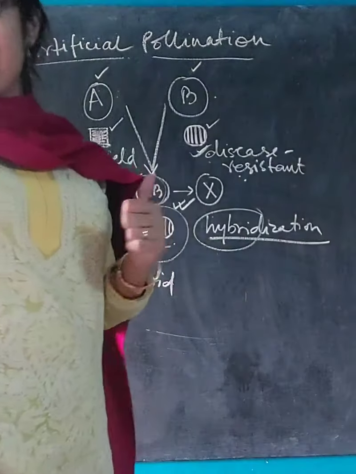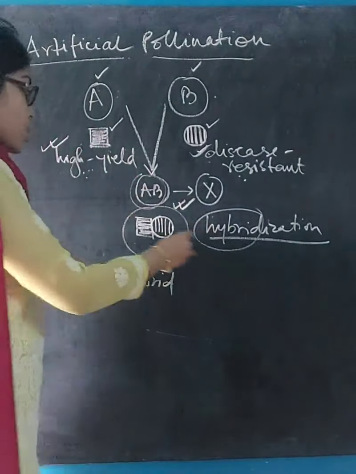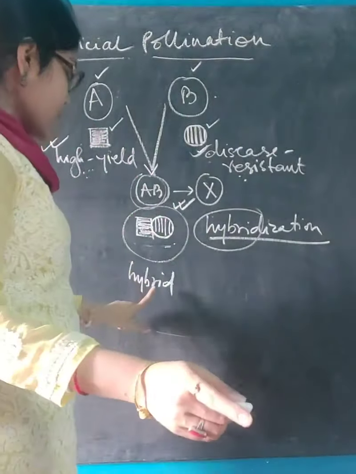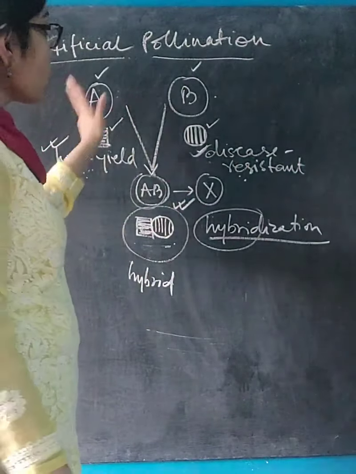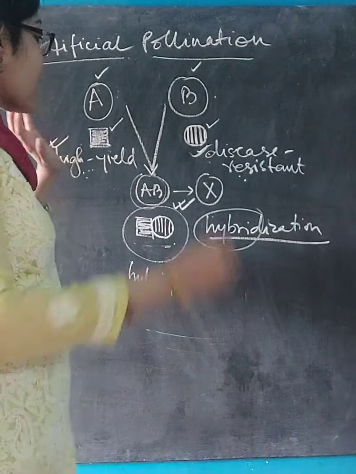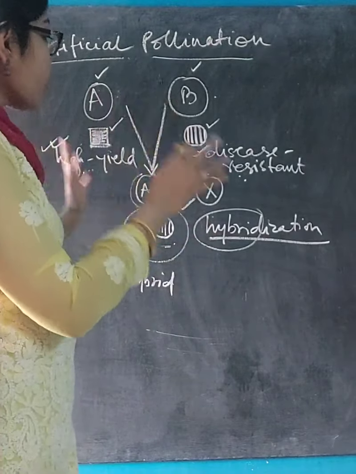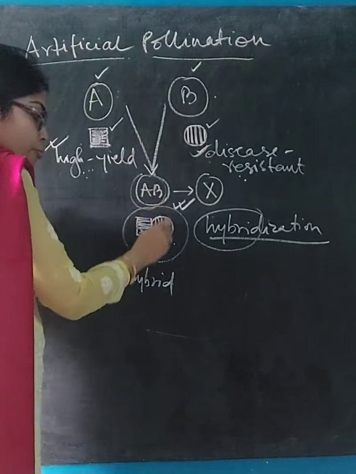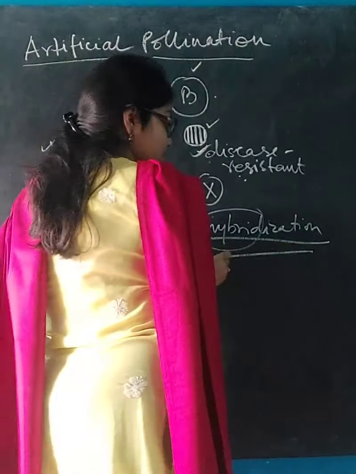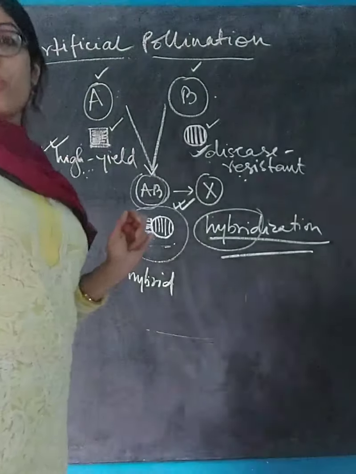I hope this is clear to you all. And the new variety, as I already said, is known as a hybrid. The whole process of producing this hybrid from two separate varieties of crops or plants and thus getting both of their characteristics in one plant, forming the hybrid, is known as hybridization. I hope this part is clear to you all.